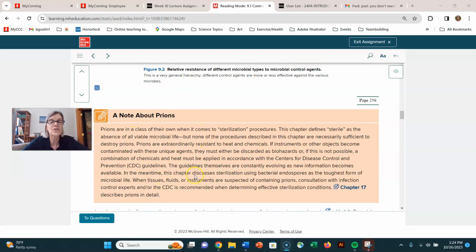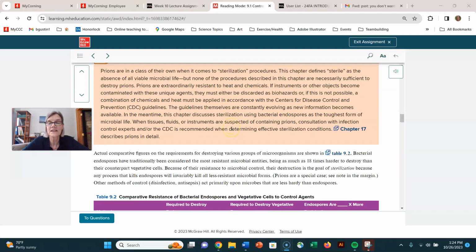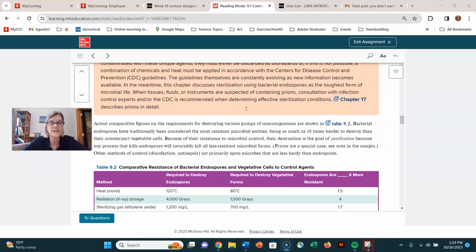Here's a little background and note about prions, and you can read that. I'm not going to go into it, but you might find that interesting.